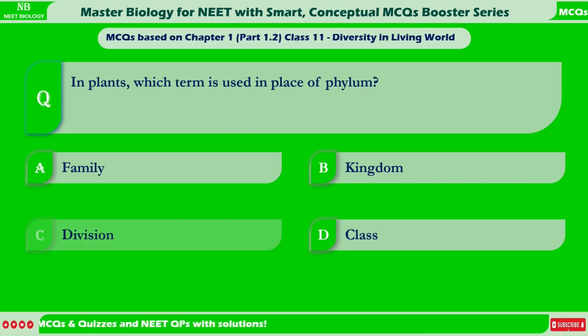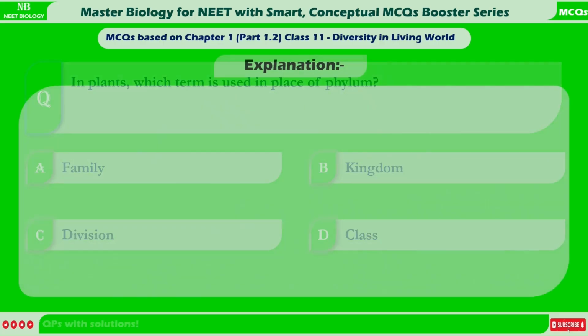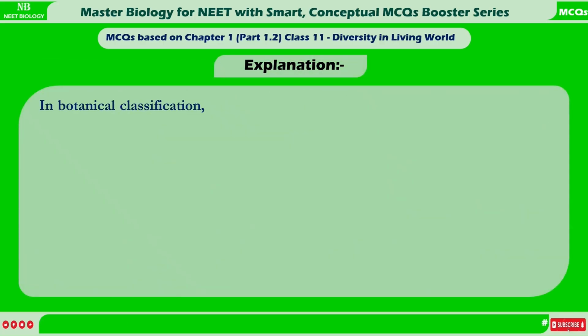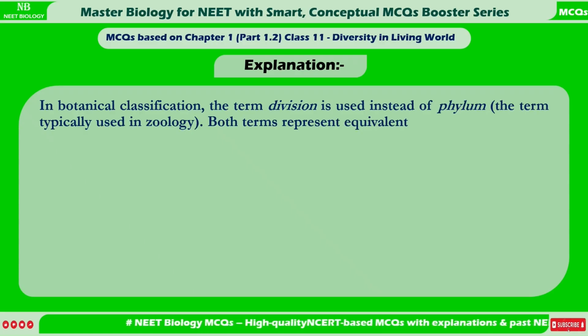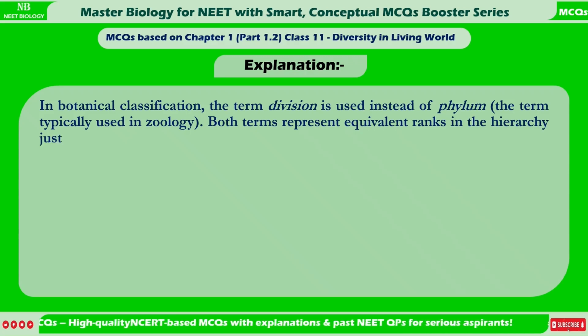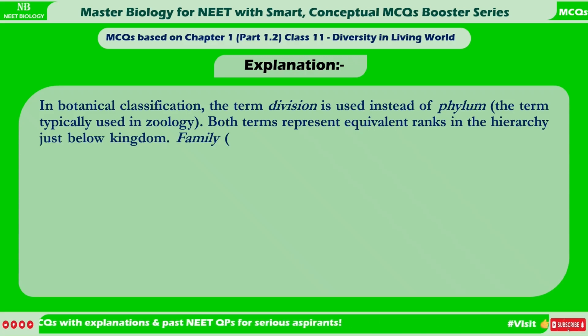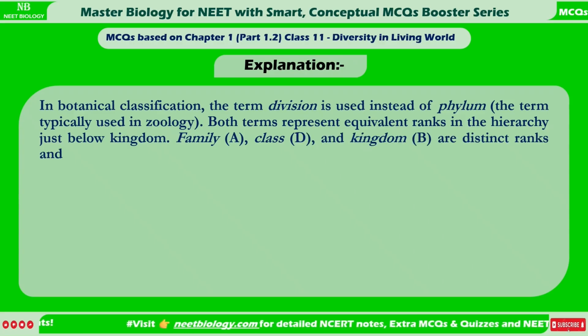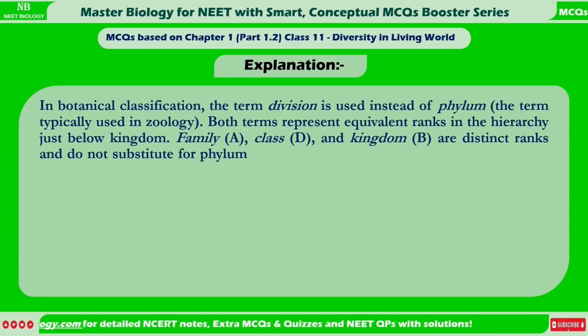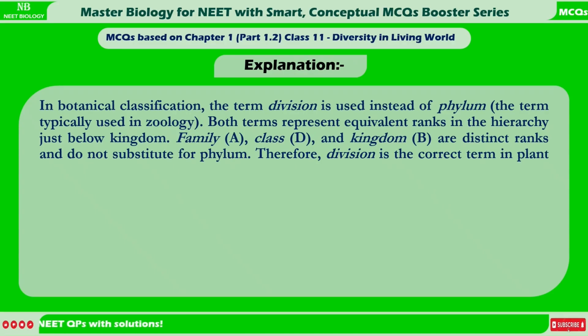Correct answer is C. Division. Explanation: in botanical classification, the term division is used instead of phylum, the term typically used in zoology. Both terms represent equivalent ranks in the hierarchy just below kingdom. Family (A), class (D), and kingdom (B) are distinct ranks and do not substitute for phylum. Therefore, division is the correct term in plant taxonomy.